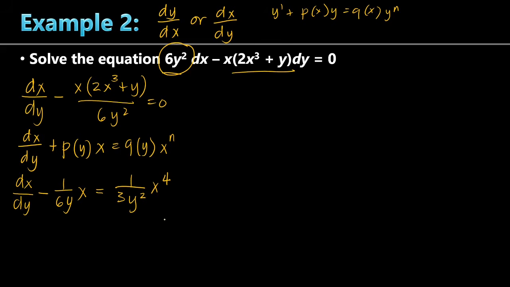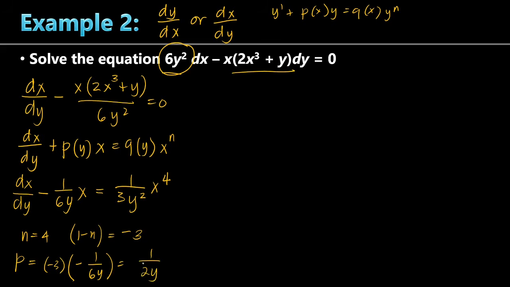So here, it is very obvious that n is equal to 4. Okay? So in this problem, n is equal to 4. Therefore, magkakaroon ako ng 1 minus n na equal sa negative 3. Okay? And what will be my new p? Okay, so here, my p of y, not p of x, this time it's p of y, is negative 1 over 6y. So I just multiply it by negative 3. Negative 3 times negative 1 over 6y is, negative is positive, 3 over 6 is 1/2, so 1 over 2y.